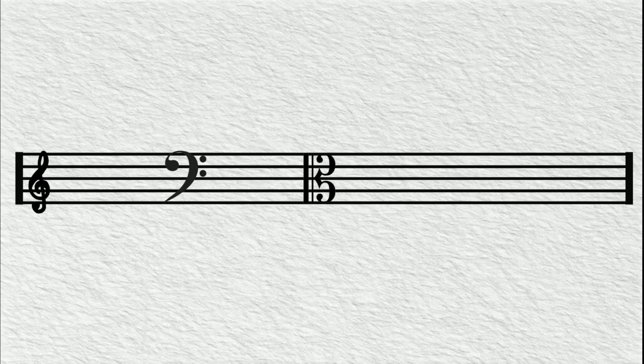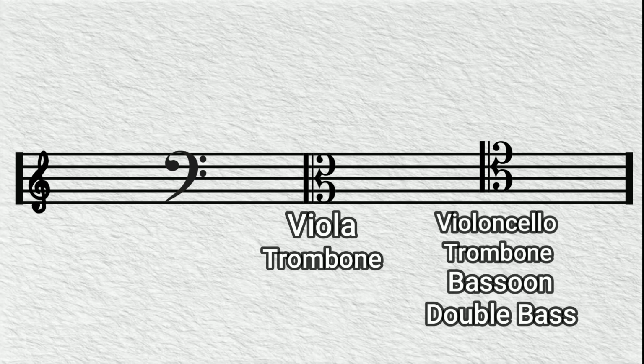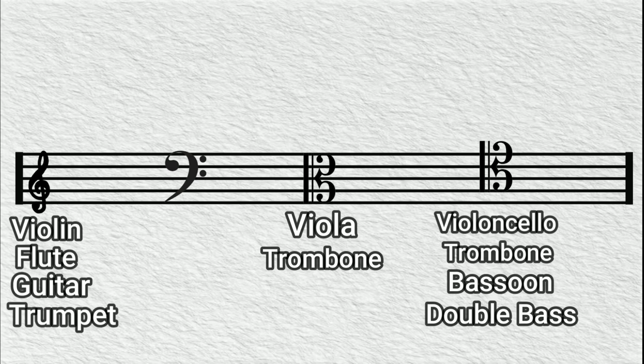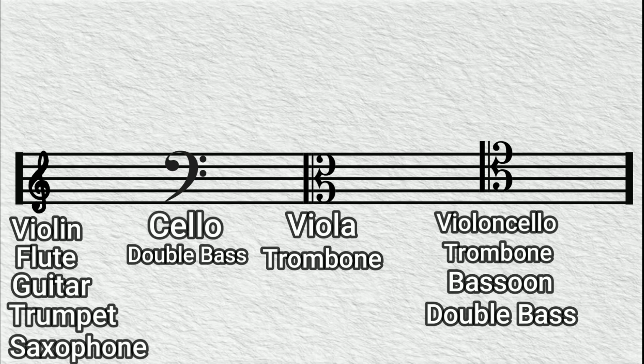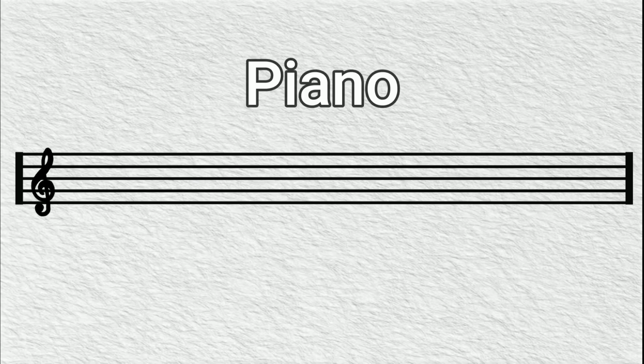The alto clef is used in music written for an instrument like the viola, and sometimes in music written for the trombone. The tenor clef can be found in music written for the violoncello, the trombone, the bassoon, and sometimes the double bass. The treble clef is more common, being used on music written for violin, flute, guitar, trumpet, cornet, saxophones, and many others. The bass is also common, being used on music written for cello, double bass, bass guitar, bass recorder, and many others. An instrument like the piano uses both the treble and bass clef.